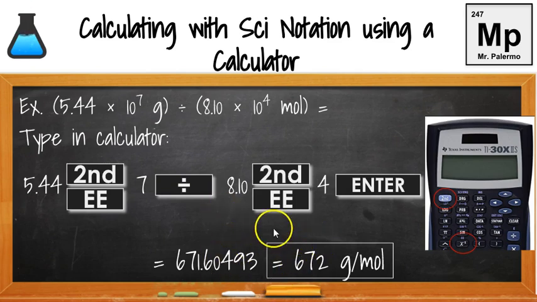And then, of course, we round to proper sig figs, and so we round this to 672 grams per mole, because this number here and this number here only have 3 significant figures, and the multiplication and division rule for rounding says you round to the least number of sig figs.